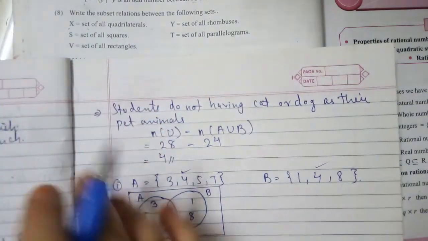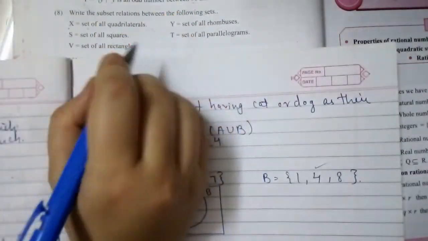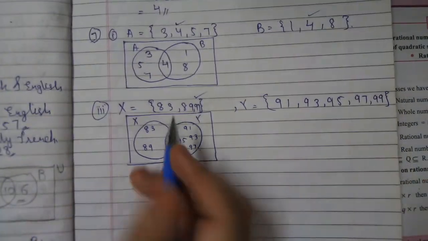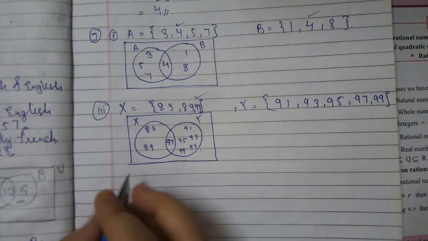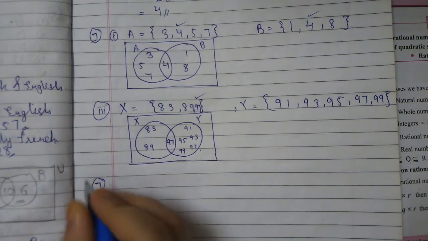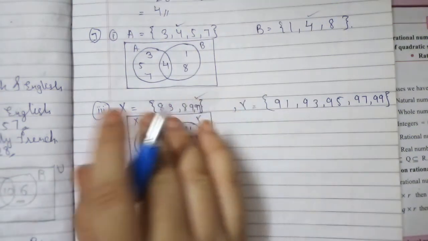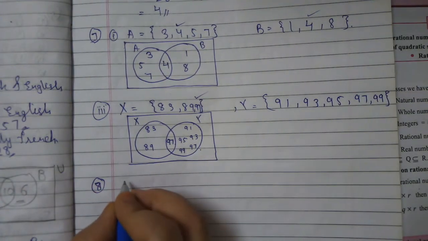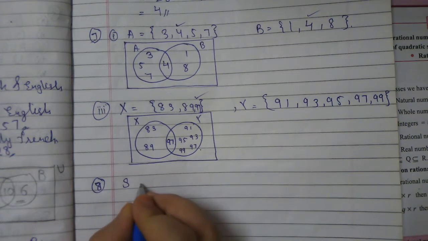So student, I hope you all know the characteristics or properties of these geometrical figures. So I am writing here the relationship. There are some common properties between these geometrical figures, so on the basis of that we can write the subset relationship between the two geometrical figures.